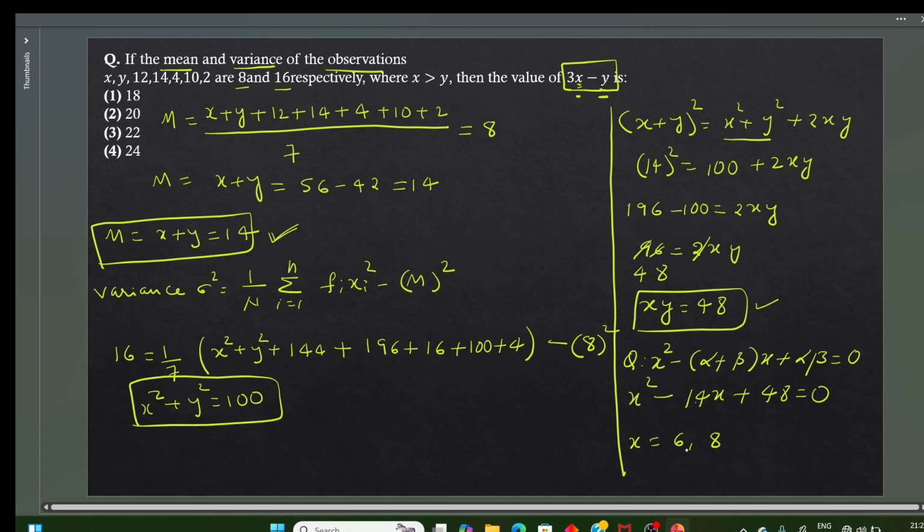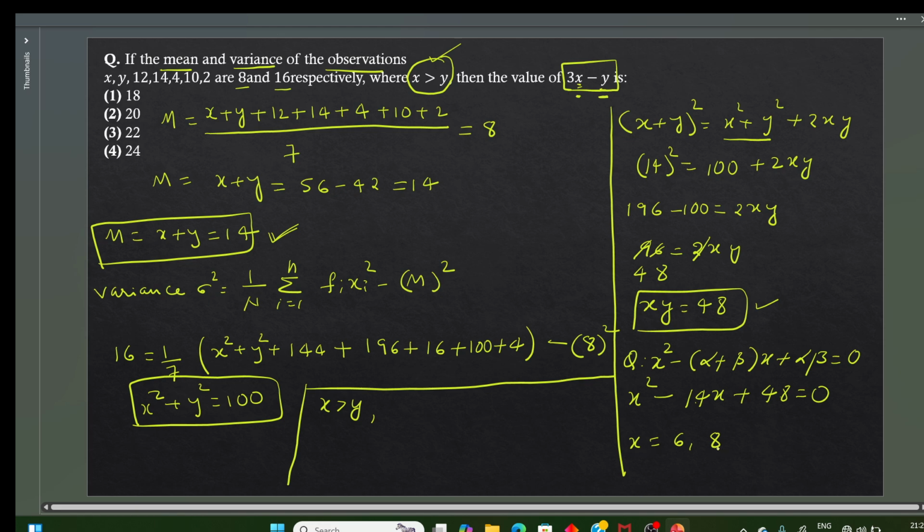X values are 6, 8, which means if the X value is 6, the Y value is 8. In the question, it is given that X is greater than Y. The only condition given in the question is X is greater than Y.